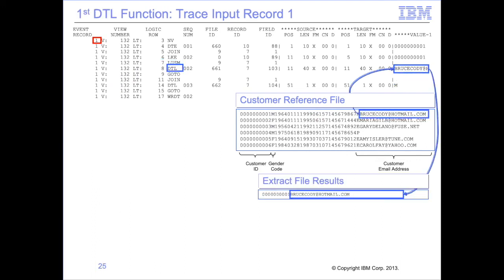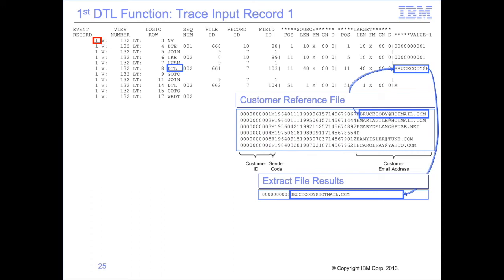The DTL function moves looked up data from the customer email address field on the customer reference file to the extract record. The trace report shows a portion of the value that is moved to the extract record. The goTo function on logic table row 9 then skips the DTC function, which would have placed spaces in the extract record if no customer record had been found.